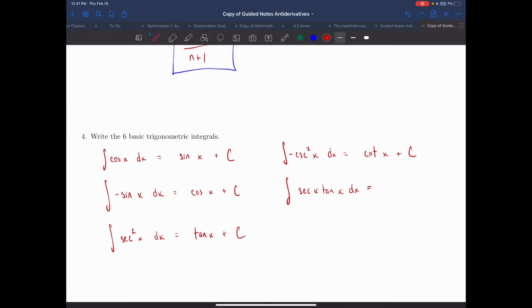And we would take the derivative of secant x to get secant tangent. And the last one, if we have negative cosecant x cotangent x, we would take the derivative of cosecant x to get negative cosecant x cotangent x. And again, all of these can be derived, but really the 6 trig derivatives and integrals should be memorized.